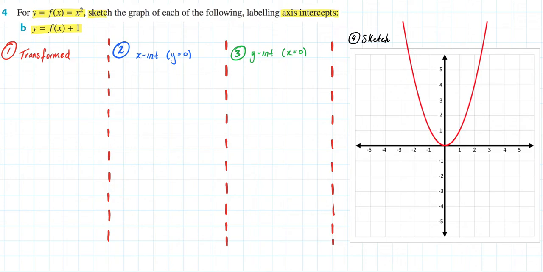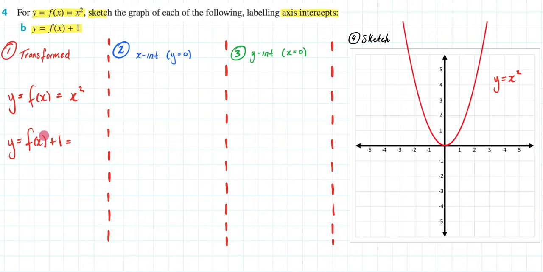And as you can already see, I've sketched in y equals x squared, and that's because that's what we've been originally given. So let's now begin with step 1. We've been given y equals f of x equals x squared. We are then told that y equals f of x plus 1.